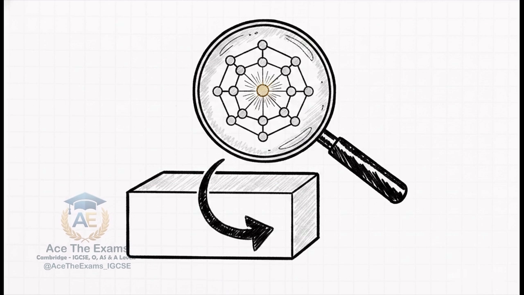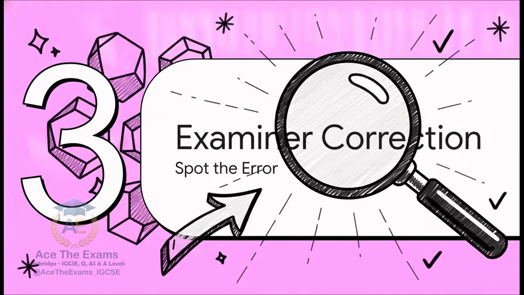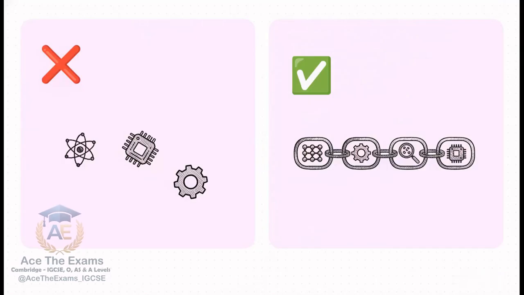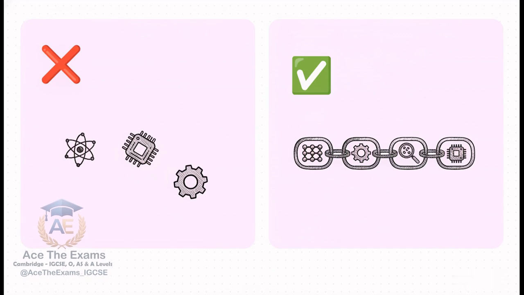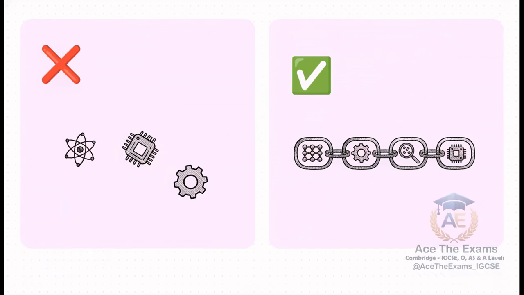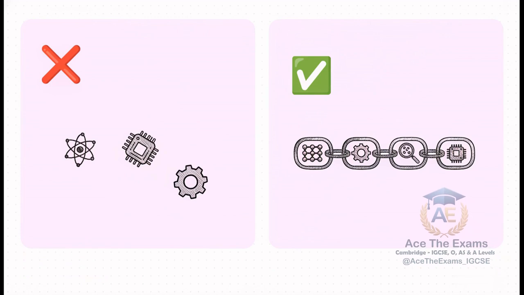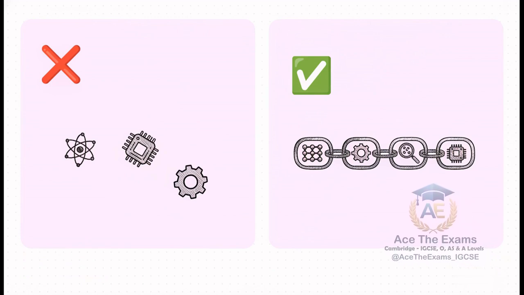This is the golden rule for these questions. Now let's look at the examiner's correction and spot the error. Notice how an elite answer builds a continuous, unbroken chain of physical reasoning. A flawed answer just names a device. It's just a scattered keyword salad. But a top-band answer is a highly disciplined paragraph.